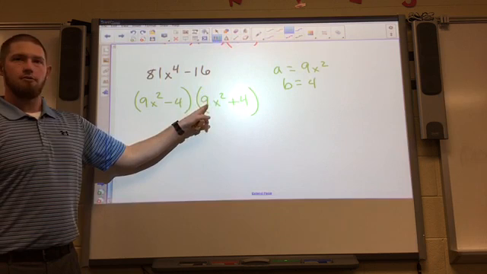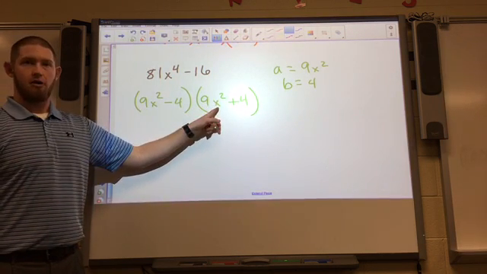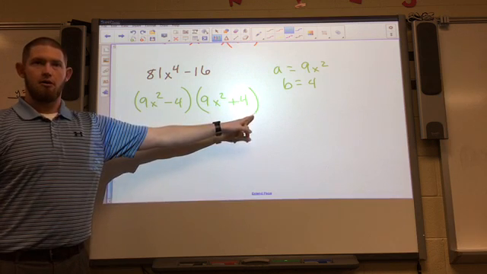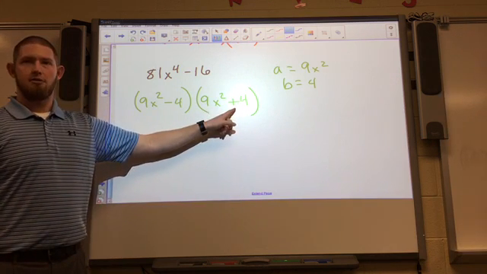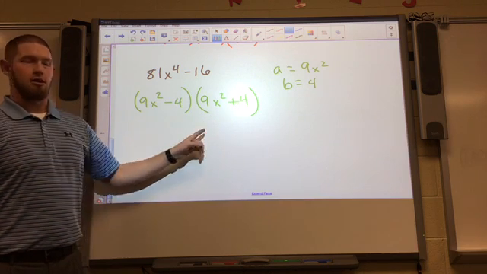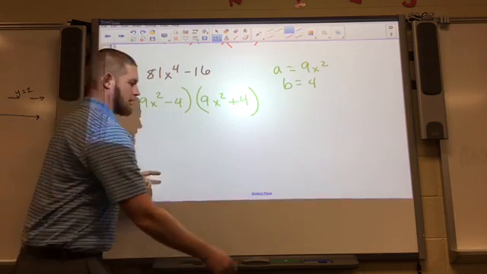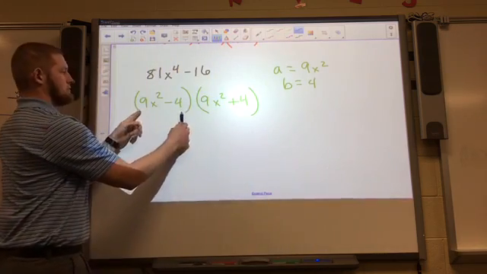Is this a perfect square? 9? Is x squared a perfect square? Is 4 a perfect square? But this is a plus. Is there such thing as a sum of two squares? No. Is this a difference of two squares though? Yeah, so okay, what can I break this down into?